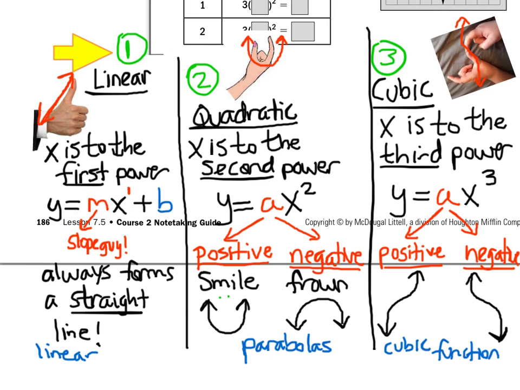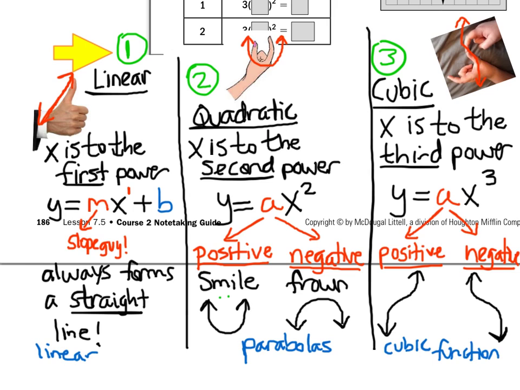Now let's talk about number 2. Hold your hand up like this picture, where your thumb and your pointer finger make this U shape. That's what we call quadratic in algebra, and that's any time the function has x to the second power. So this looks like y equals a times x to the second power, where a is the number in front of the x. That's what makes it quadratic.